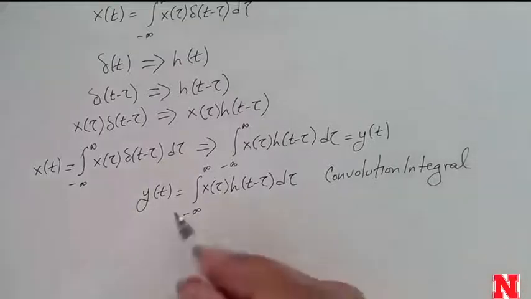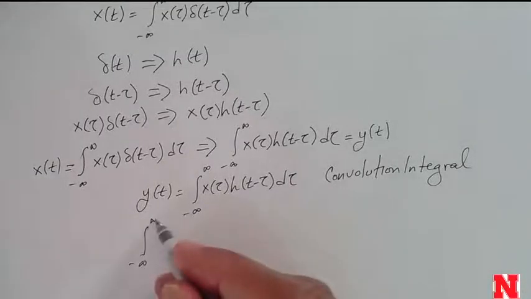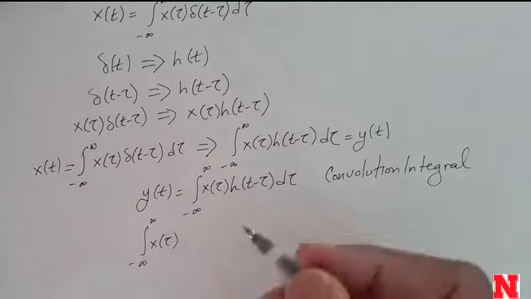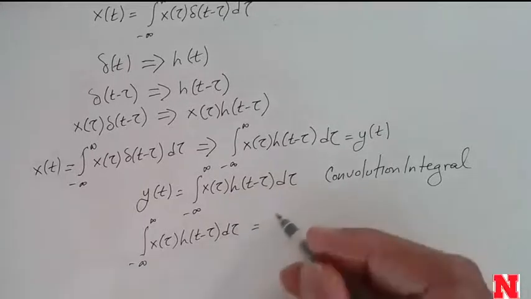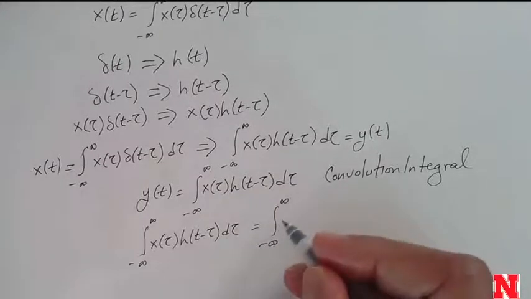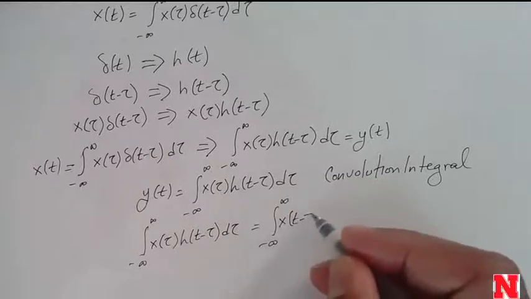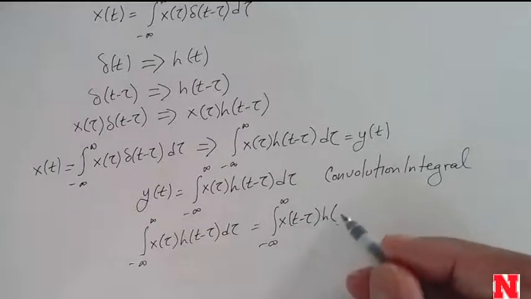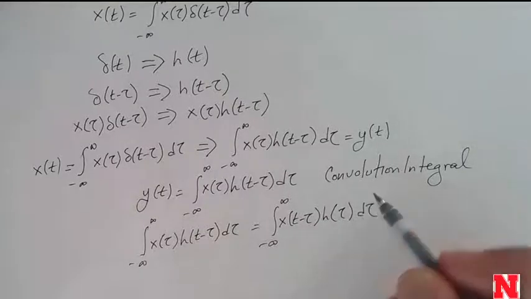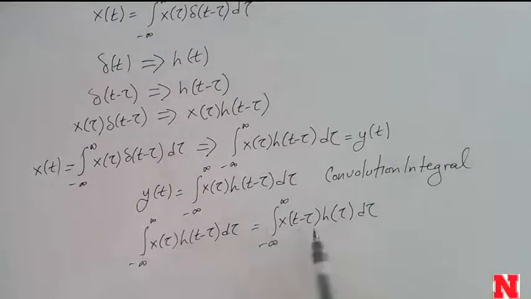And as in the case of the discrete time, I can take this and do a variable substitution and convert this integral into this. The reason why I'm showing you both these forms is when you are actually trying to compute the convolution integral, sometimes you'll find it more convenient to use this integral, and sometimes it'll be more convenient to use the other. Neither one is better than the other. It's just a matter of which one is more convenient to use.